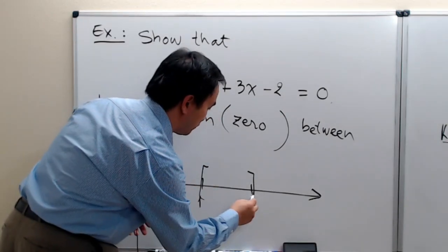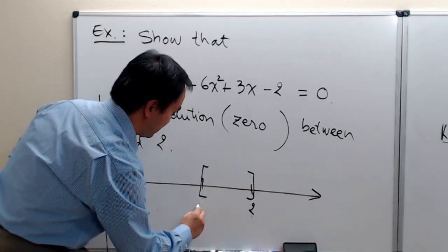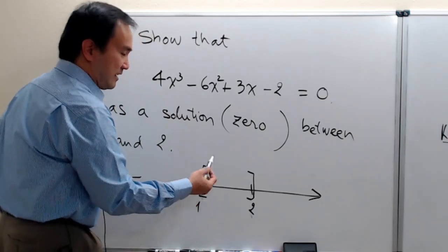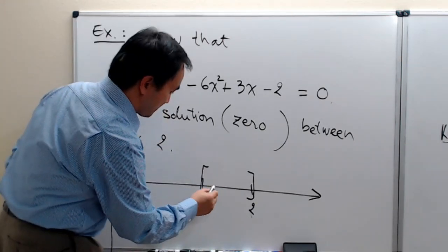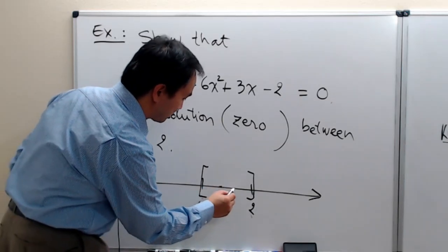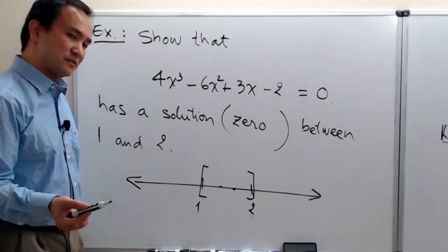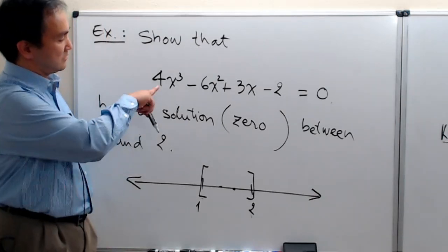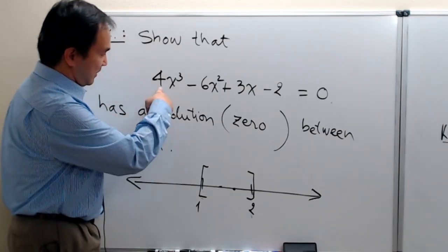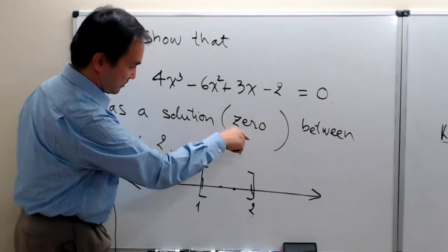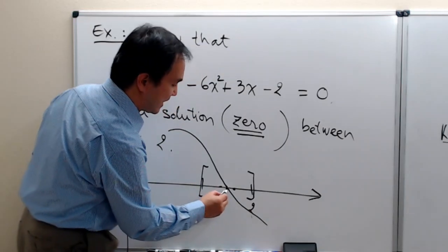A closed interval starting at 1 and ending at 2. But now I want to show that this equation will have a solution inside of this interval. And another reminder about the graphical understanding of the root, or the solution, of any equation. When we call it a zero, it means that when we draw the graph, it has to cross the x-axis.